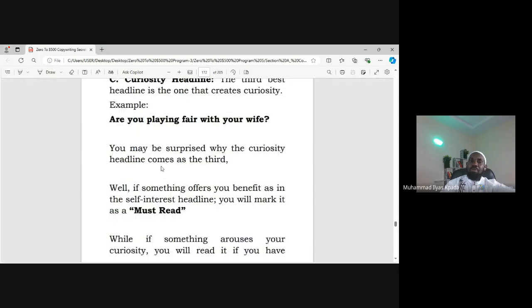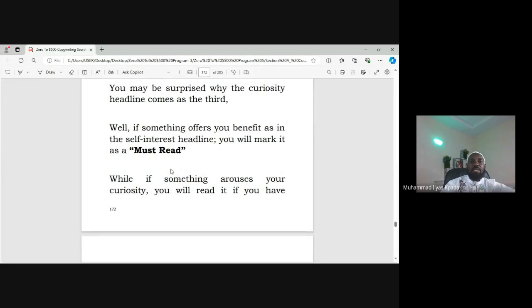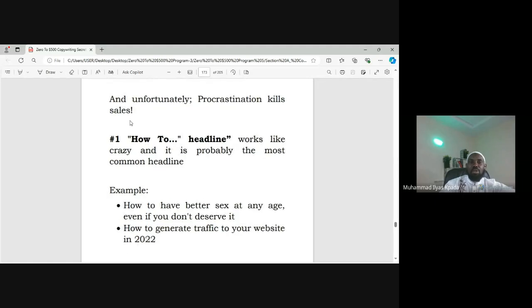So you may be surprised why the curiosity headline comes here. I have explained this already: if something offers you a benefit, you may still put it off, and unfortunately, procrastination kills sales. Now, how-to headlines are the self-interest headline. It works like crazy, and it is probably the most common headline.